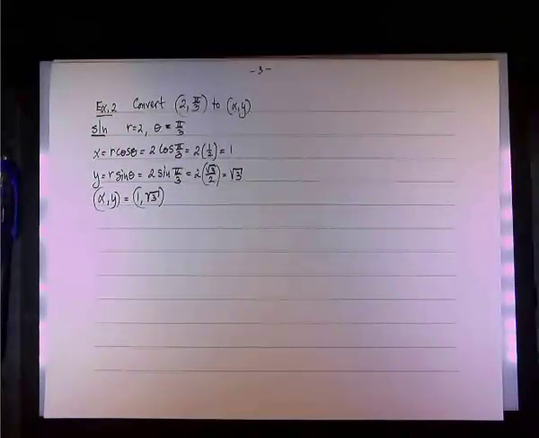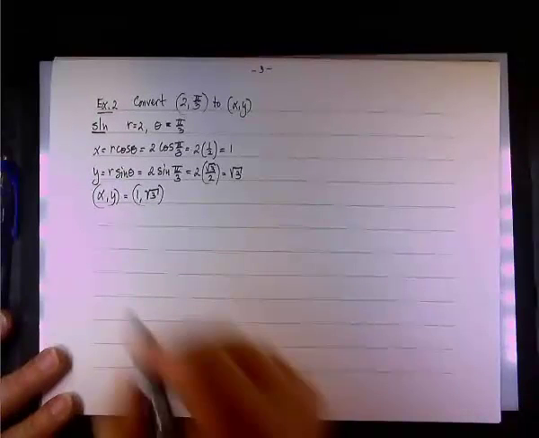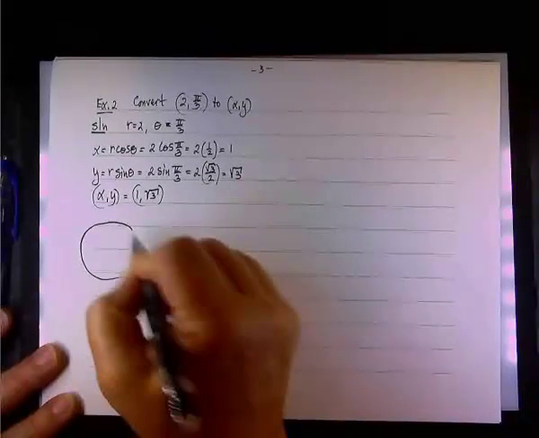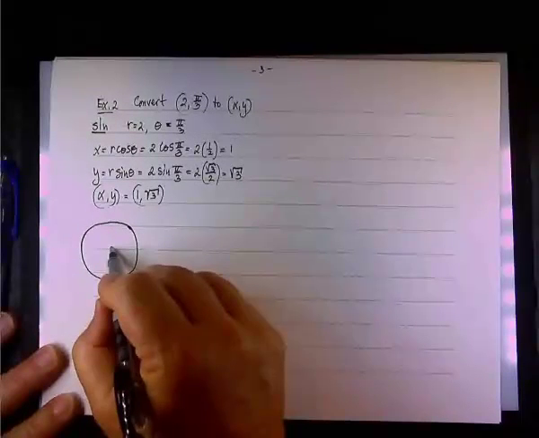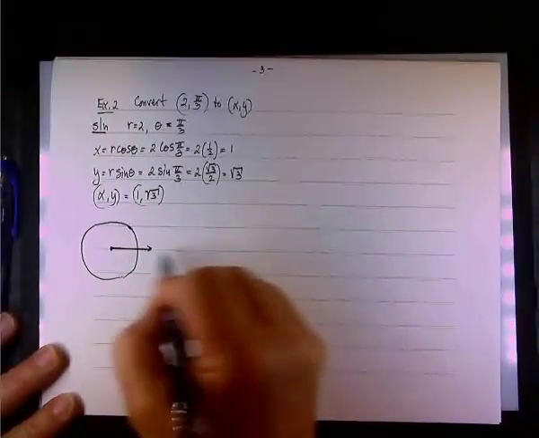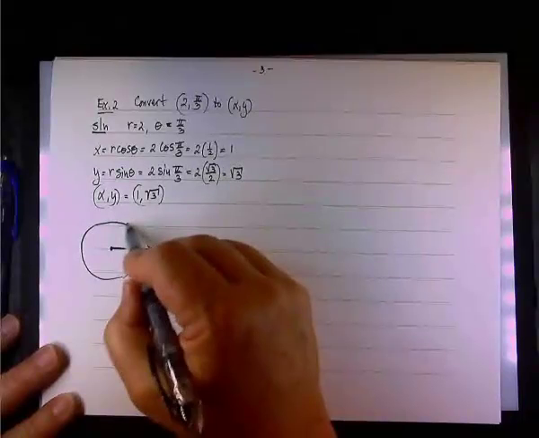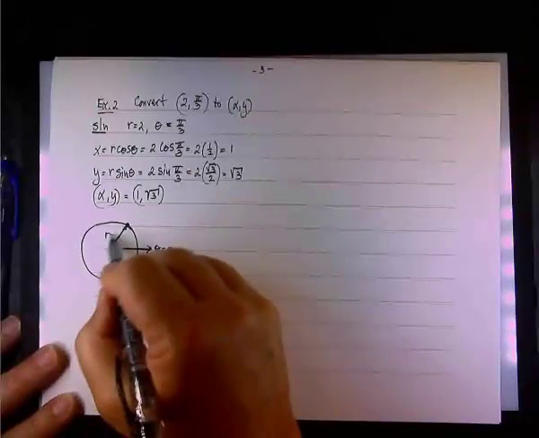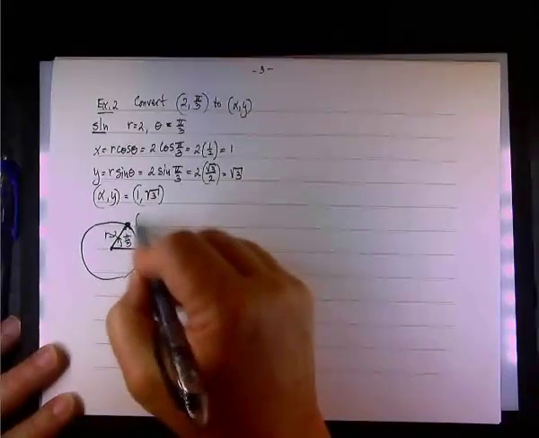So (2, pi over 3) is the same as (1, square root of 3), depending on your coordinate system. So in polar, if I need to sketch it, this will be my polar system with radius, again, this is the polar axis, theta equals 0, and we go pi over 3, which is about 60 degrees, and this is r equals 2, and this is the angle pi over 3.